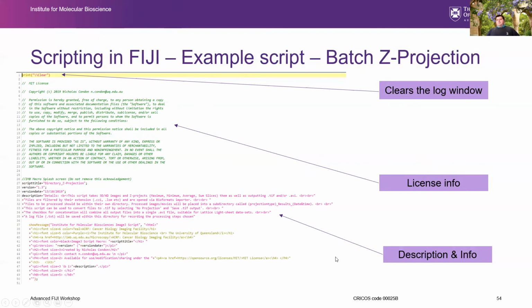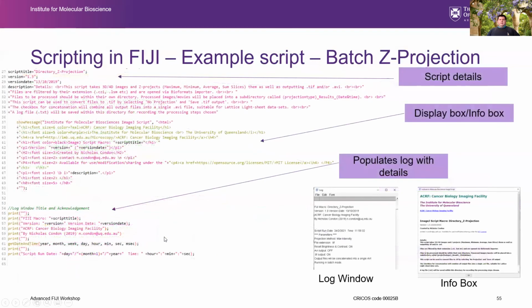Next, we have a license. I include a license in my code so that other people can use it, can modify it, etc. And then we have a description. We describe what version of the code it is, when it was last updated, and what the goal of the code is. And we display a box that explains that information to the user.